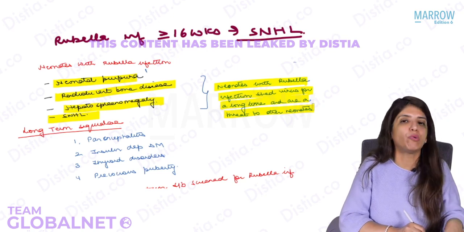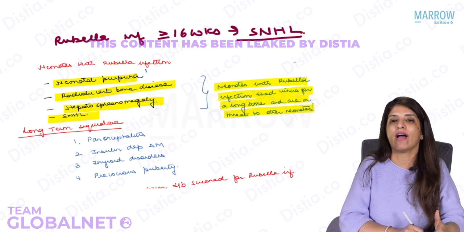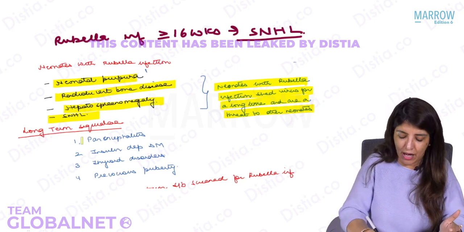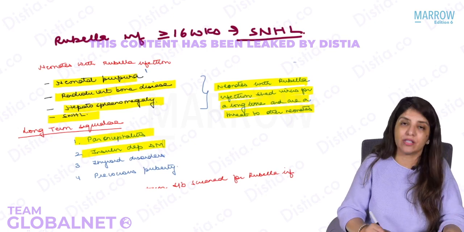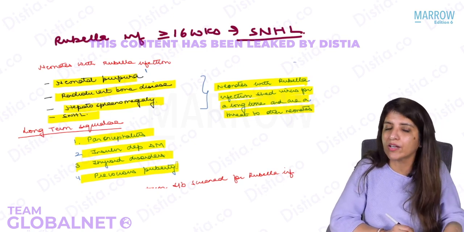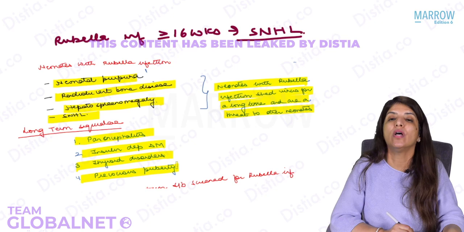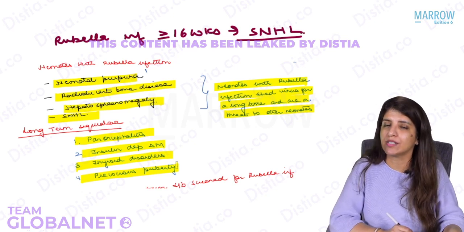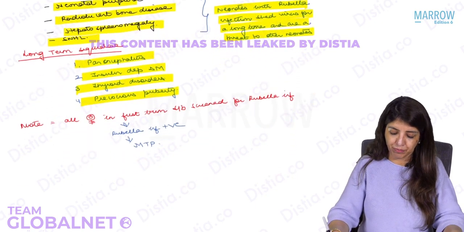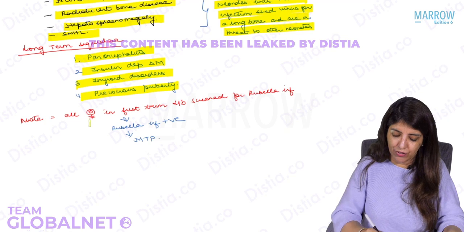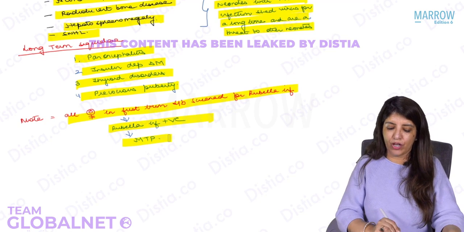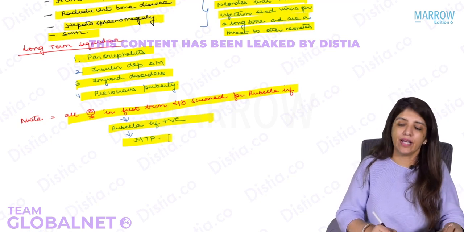Now, a baby who's born with rubella can also have certain long-term consequences. The long-term consequences of rubella are panencephalitis, insulin-dependent diabetes mellitus, thyroid disorders, and precocious puberty. So this is one infection which can lead to precocious puberty. I have written this again, that all pregnant females in the first trimester should be screened for rubella infection, and if rubella infection is present, then MTP should be done.